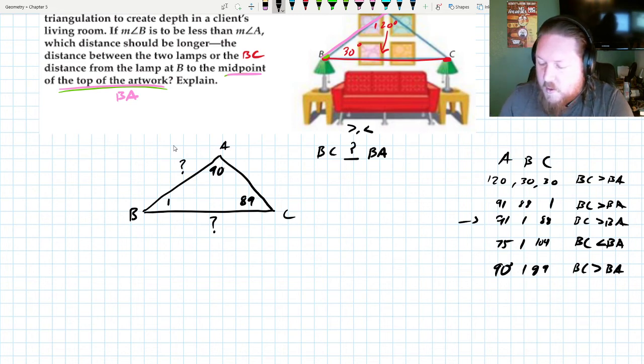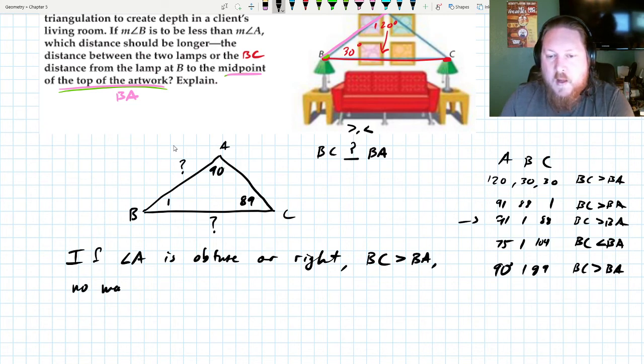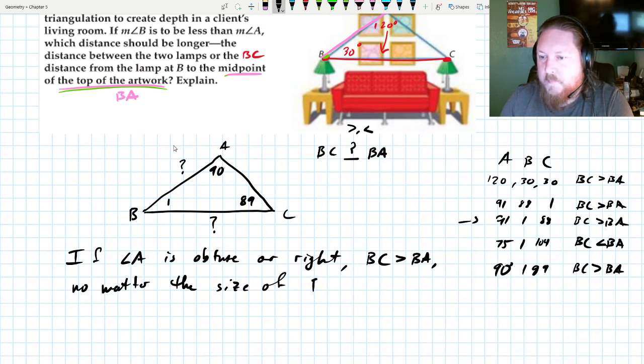All right. If angle A is obtuse or right, BC is greater than BA, no matter the size of angle B.